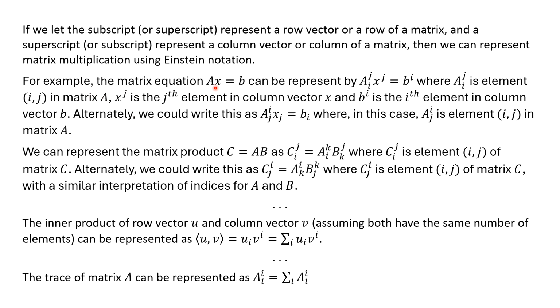The first example is Ax = b. A is a matrix, x is a column vector, b is a column vector. And we can represent it like this using Einstein notation, where A_ij is element ij of A, x_j is the jth element in column vector x, and b_i is the ith element in column vector b.